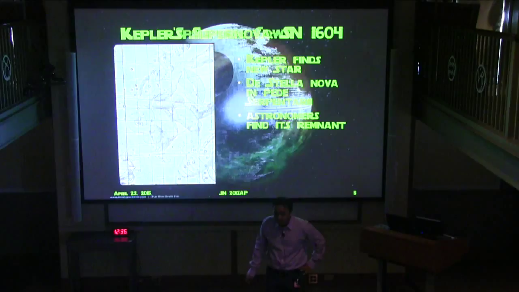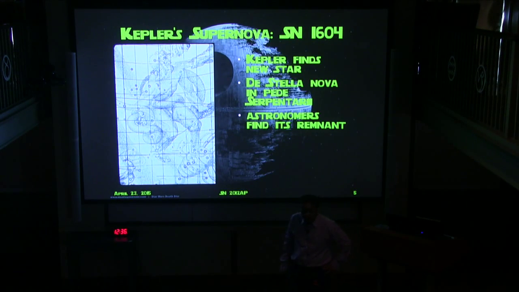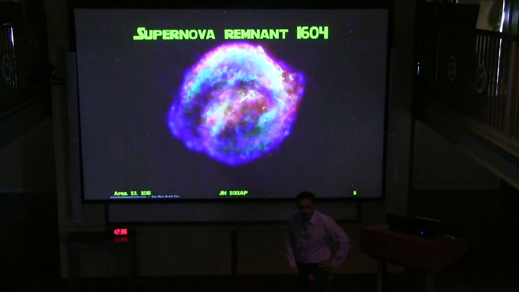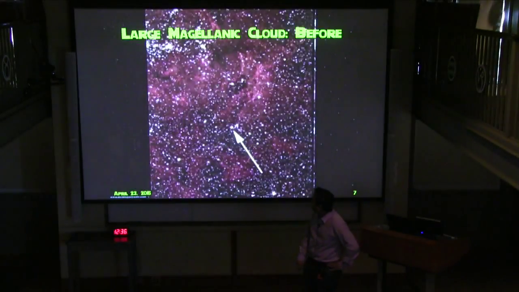For example, Kepler saw a supernova. He thought it was a new star near the foot of Serpens. And if we look there now, there's a spherical cow in the sky. Not all supernovae are like this, but we'll have this image in mind.